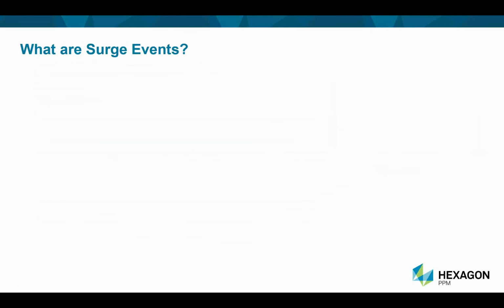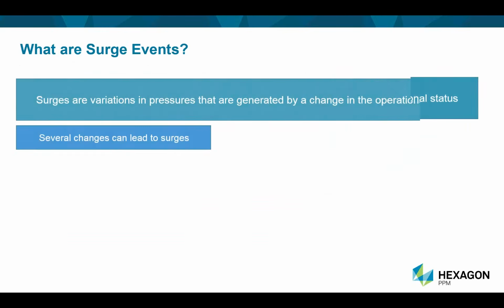So in this first part of the webinar, we will look at surge events in a piping system, looking at what they are and what can cause them and the effects of those surge events. And then, of course, we'll look at how we can evaluate the effects easily using CAESARII and BOSfluids together to avoid failures.